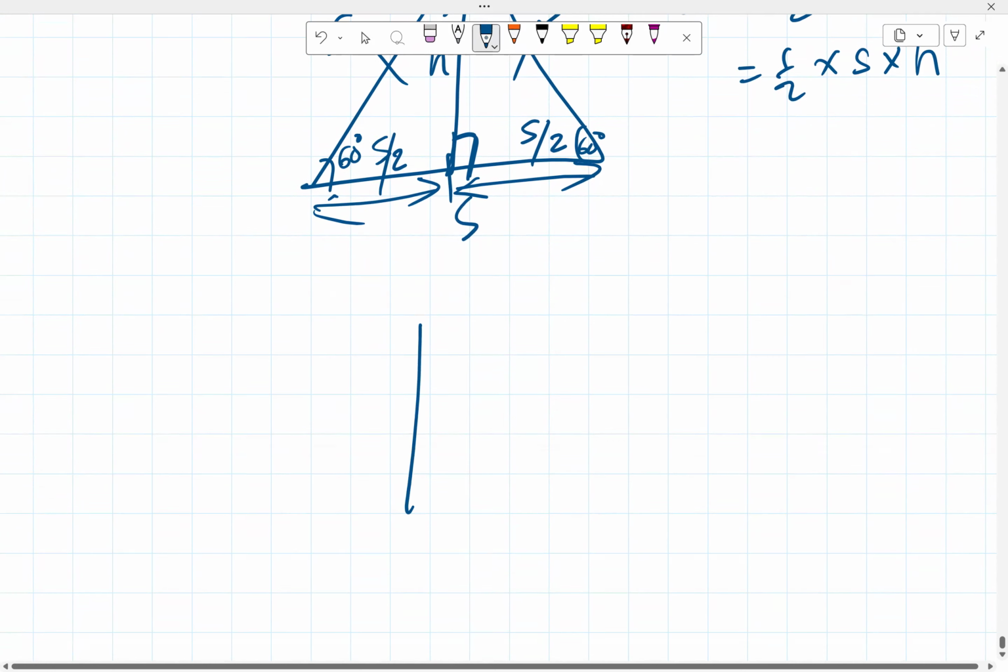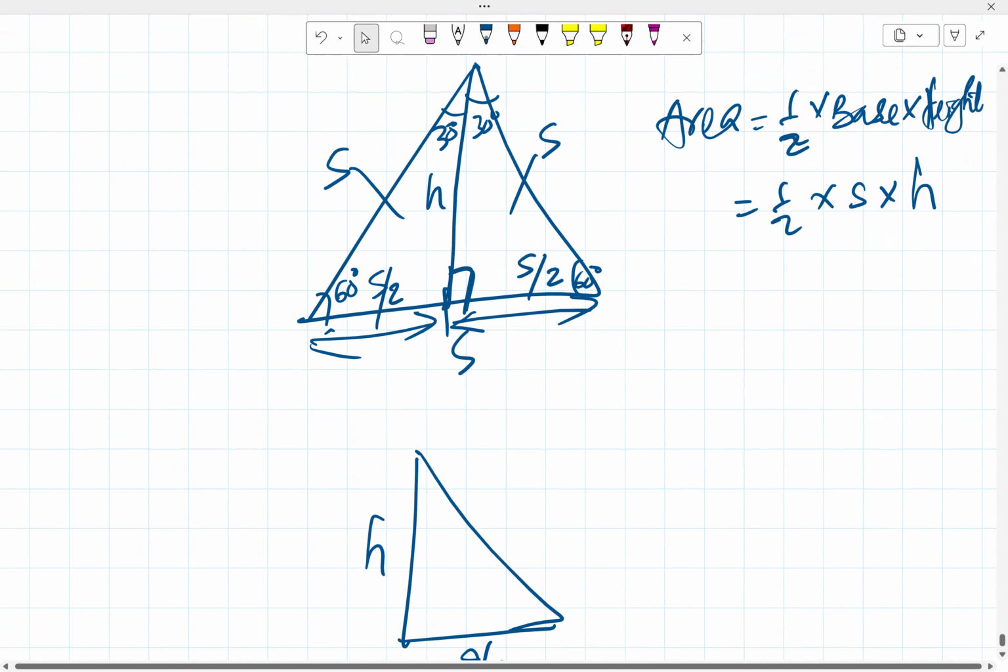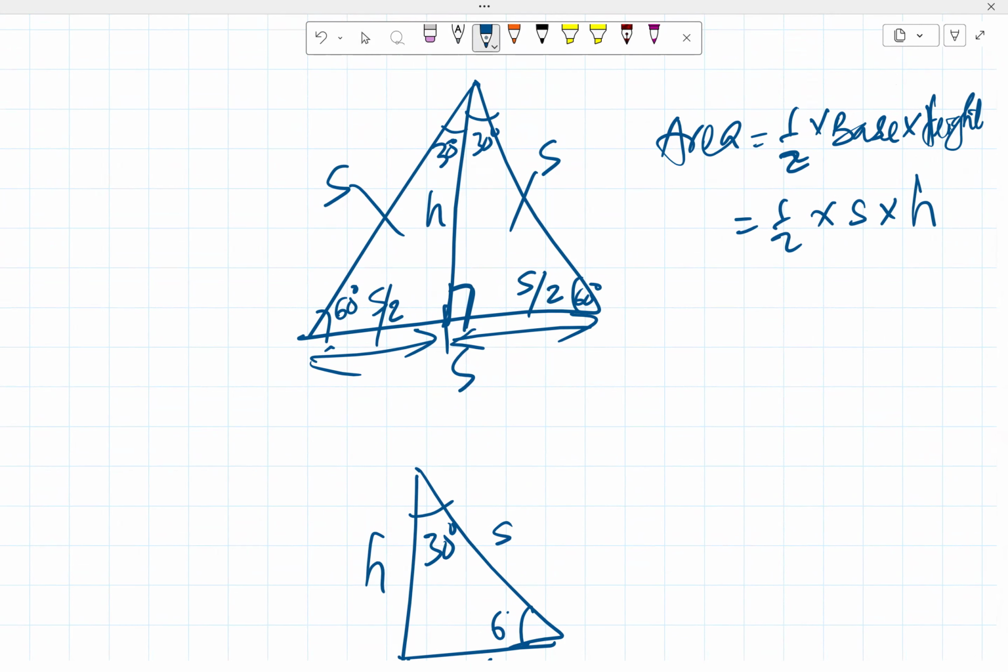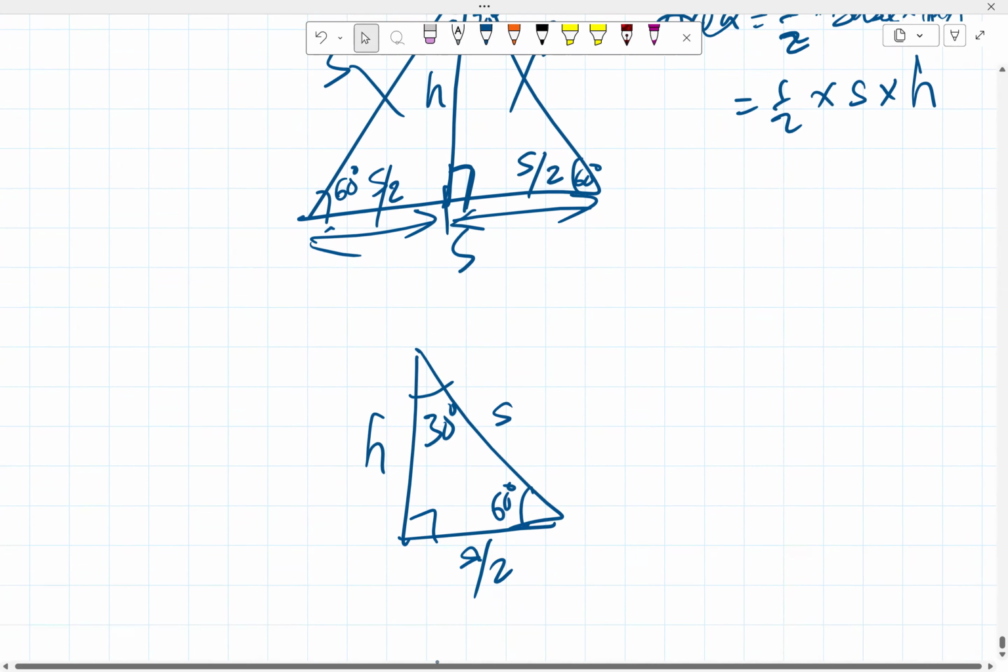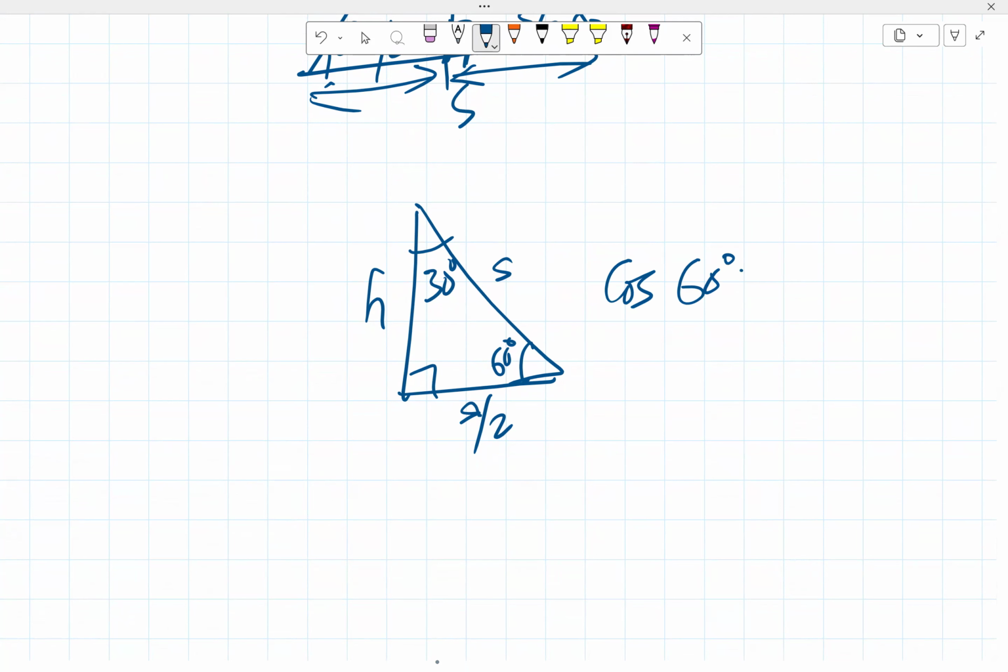So if you draw this properly, this is the height. This is S over 2. This is S, and this is 30 degrees, and this is 60. So we have everything we need. This is a right angle. So we need H now. So this is opposite over hypotenuse.